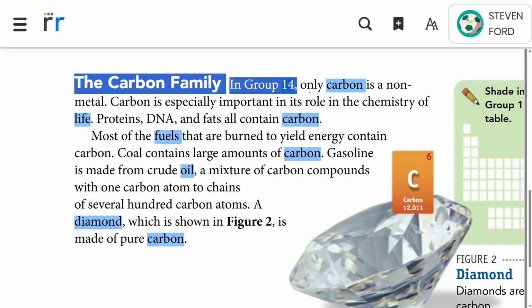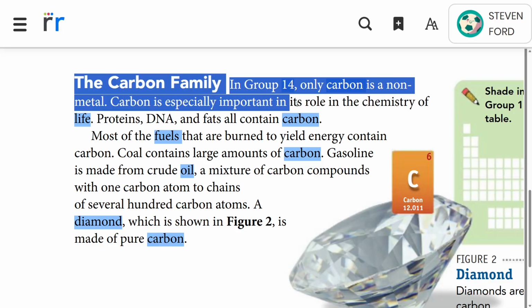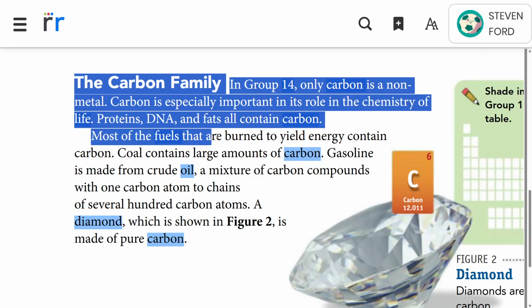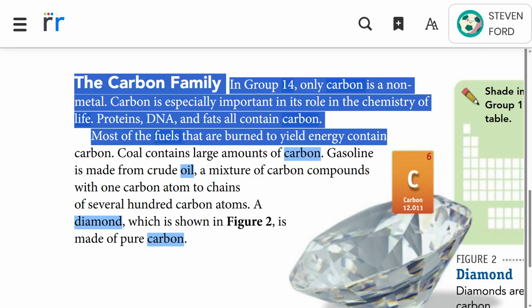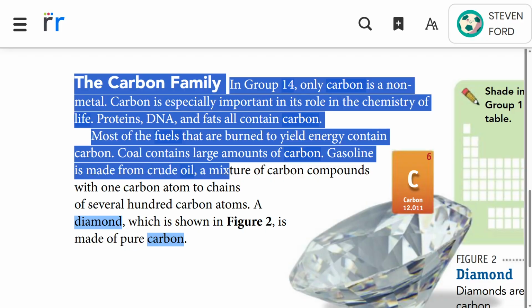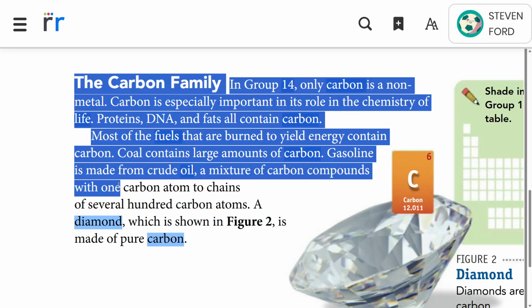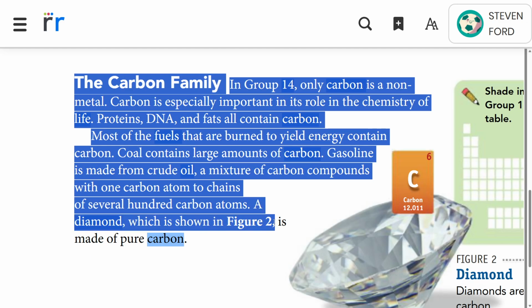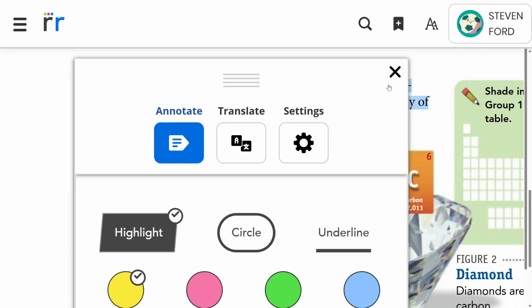The carbon family is group 14. Only carbon is a nonmetal. Carbon is especially important in the chemistry of life. Proteins, DNA, and fats all contain carbon. Most of the fuels that are burned to yield energy contain carbon. Coal contains large amounts of carbon. Gasoline is made from crude oil, a mixture of carbon compounds with one carbon atom to chains of several hundred carbon atoms. A diamond, which is shown in Figure 2, is made of pure carbon.